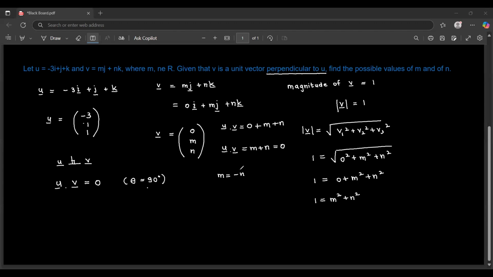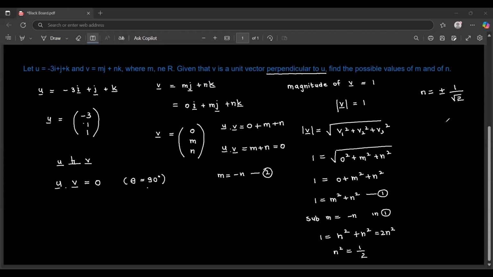And I can replace that here. This is the second equation that I have come up with, and this is the first equation. So I can replace m is equal to negative n in equation 1. That will give me 1 is equal to n squared, actually negative n whole thing squared is also n squared, so n squared plus n squared, which is equal to 2n squared. So n squared is equal to 1 over 2. So n will be equal to plus or minus 1 over square root of 2.